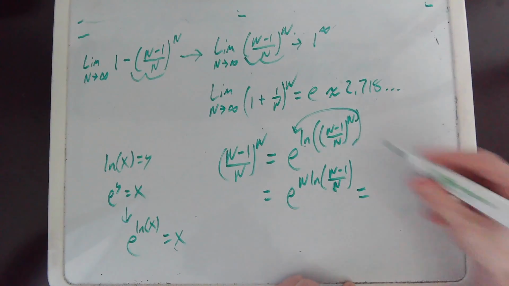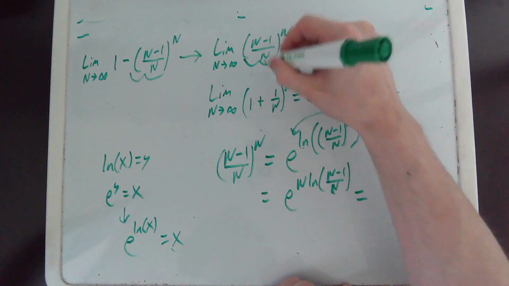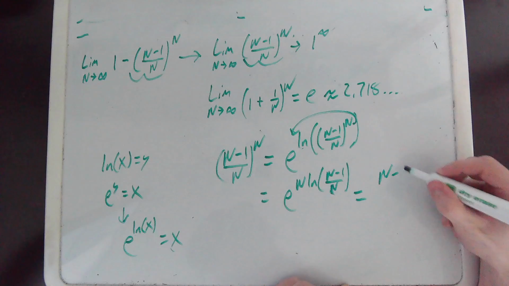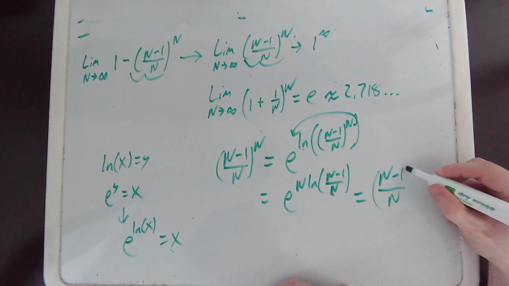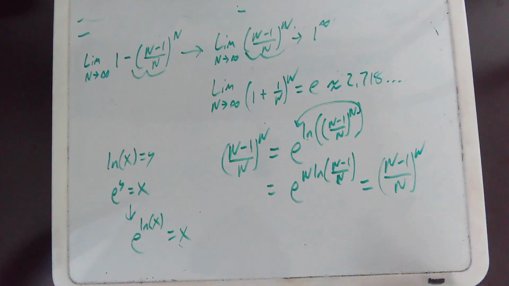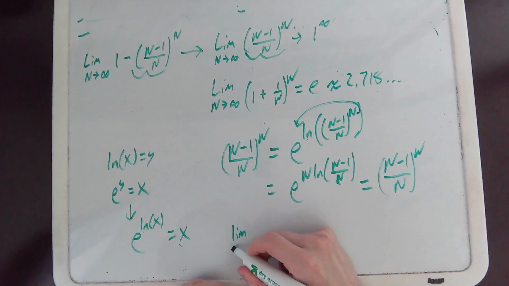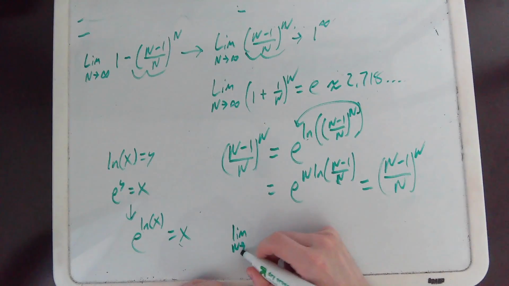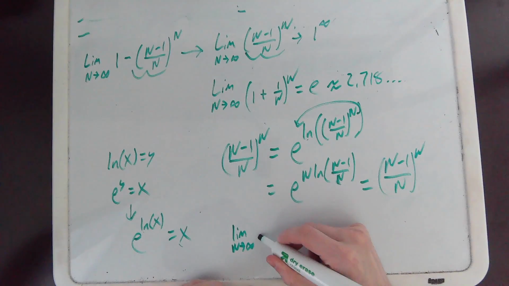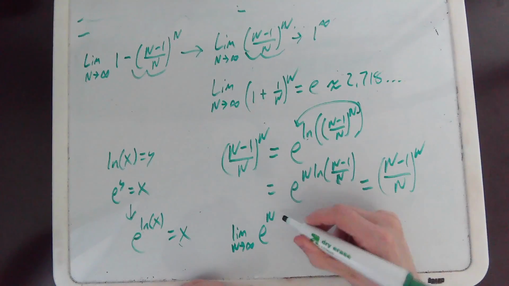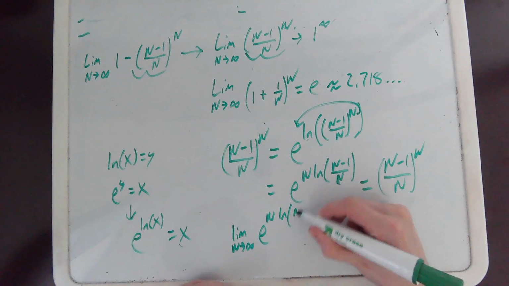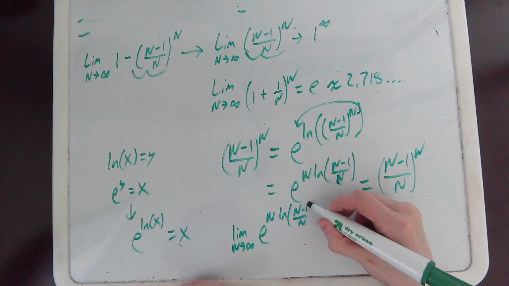And this is the exact same thing as what we started with up here, this (n minus 1 over n) to the n. So now we can start trying to solve this limit. The limit as n goes to infinity of e to the n natural log of (n minus 1 over n).